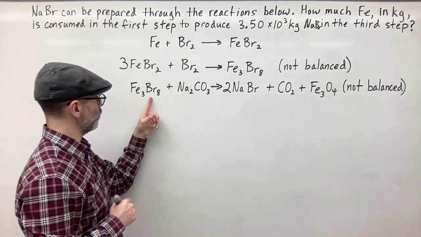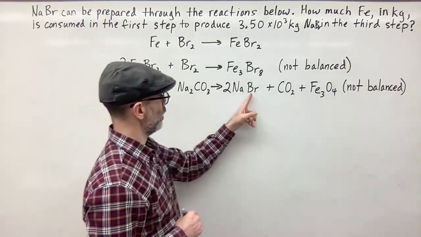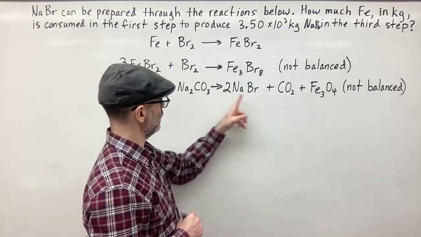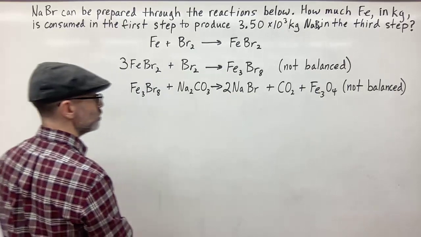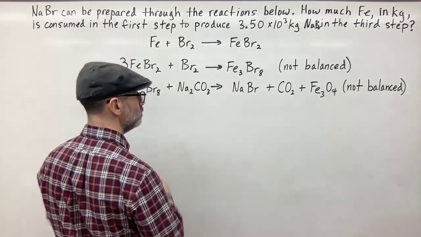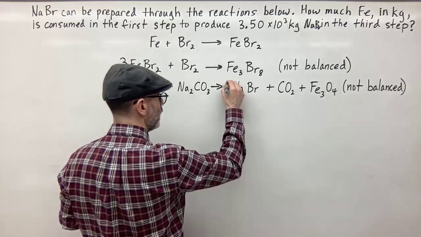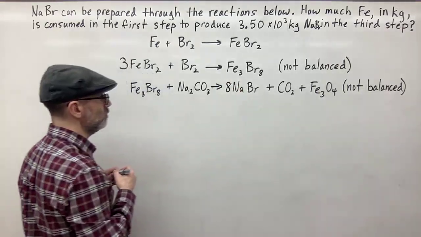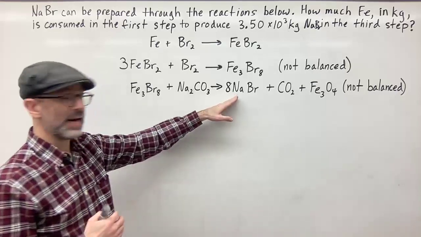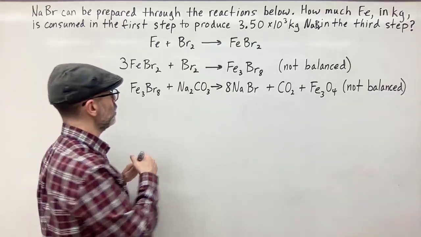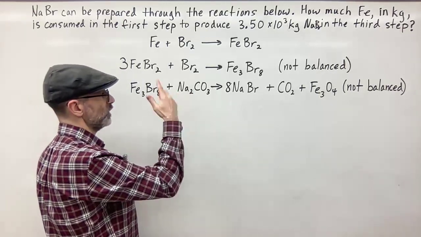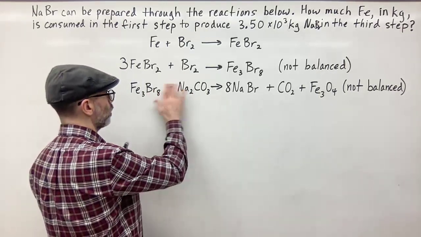Here I have 8 bromine, but here I only have 2 bromine, right? So I need to get 8 over here. So let's change this to an 8. So now I have 8 bromine on both sides. But notice the sodium is unbalanced. So I've got to go back to the sodium and balance sodium. I have 2 sodium on this side. So what times 2 gives me 8? 4.